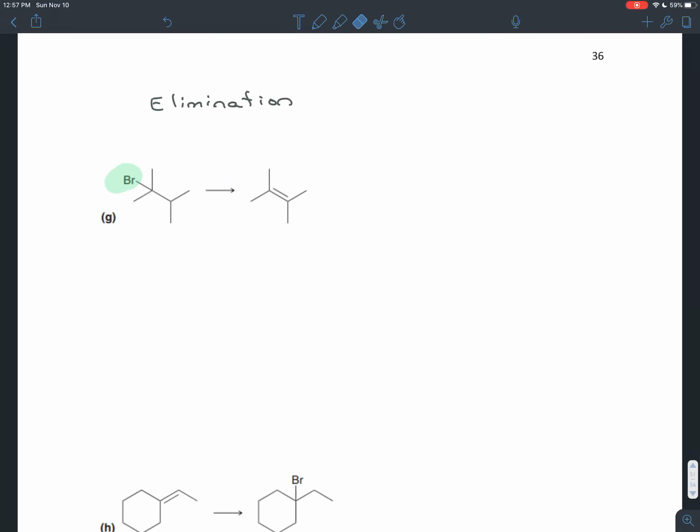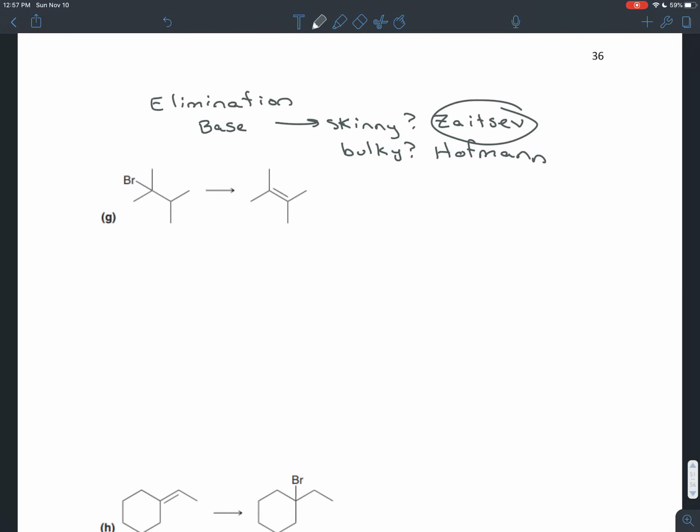Now with elimination, you need a leaving group and a base. So we need to add some type of a base. The question is, will it be a skinny base, or a bulky base? With a skinny base, we'll get the Zaitsev product as the major product, and with the bulky base, we'll get the Hofmann product as the major product. The Zaitsev product is the more substituted alkene, and the Hofmann product is the less substituted alkene.